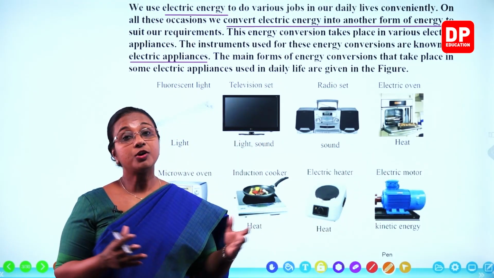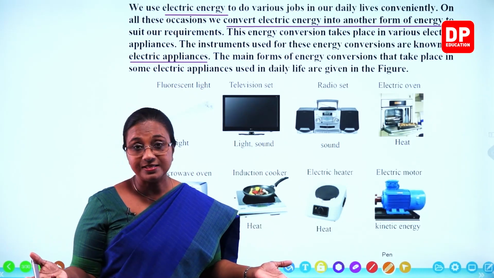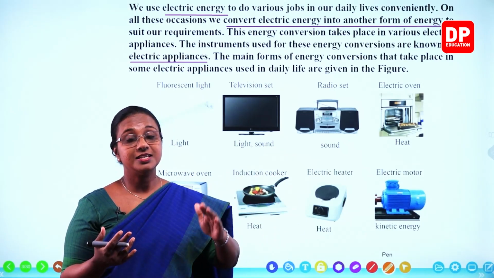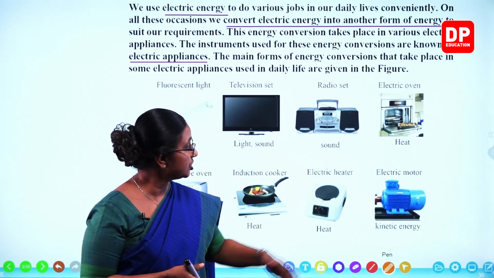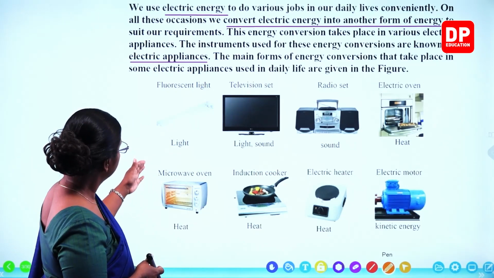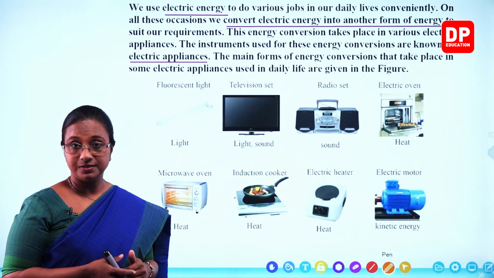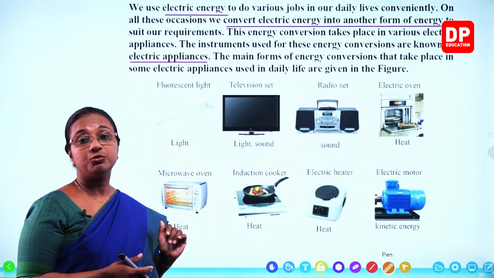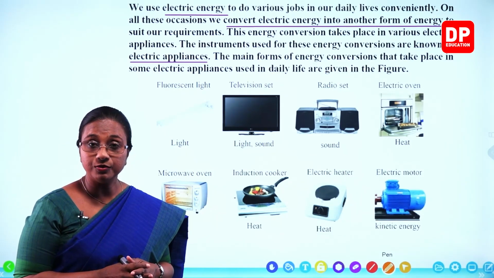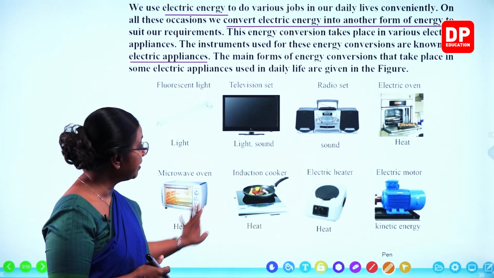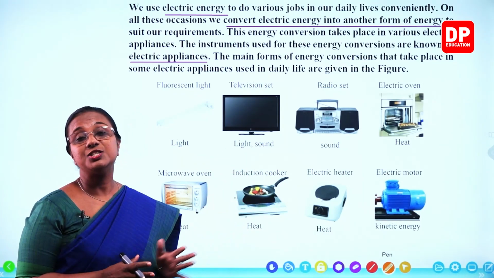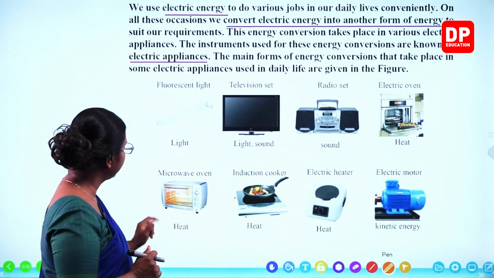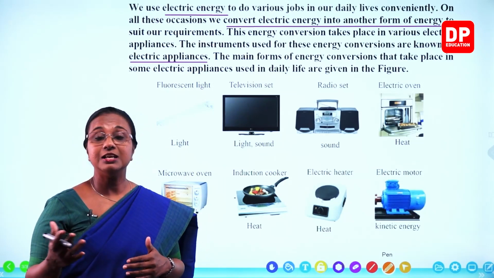Electric ovens for cooking purposes. So obviously when there is something to be cooked, you need heat. So electricity is converted to heat energy in the electric oven. Then we have the microwave oven. Similar thing. Electricity is converted to heat so that you can cook food. So the purpose is the same but the ways in which they function are different. The normal oven functions in one way, whereas the microwave oven functions in a different way.